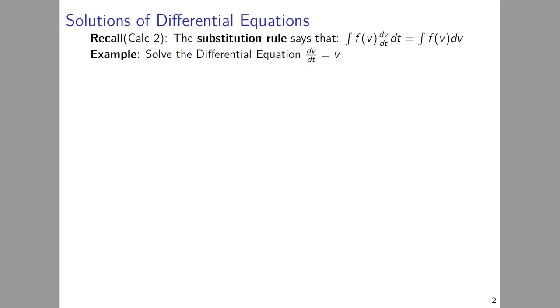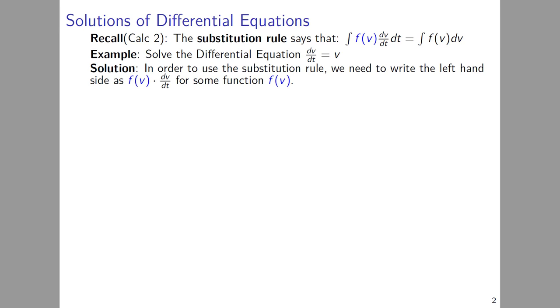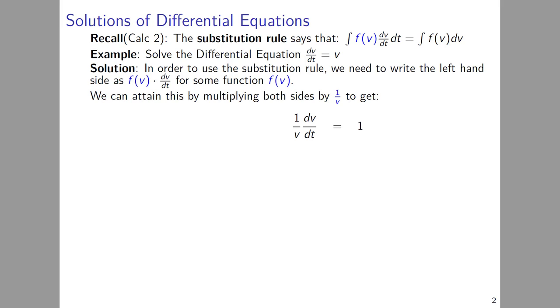As I said, we're going to need to use the substitution rule. And in order to use the substitution rule, we need to write the left-hand side as some function f of v times dv/dt for some function f of v. We can attain this form by multiplying both sides by 1 over v to get 1 over v times dv/dt is equal to 1.